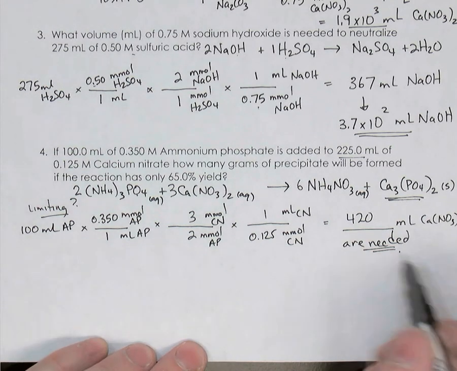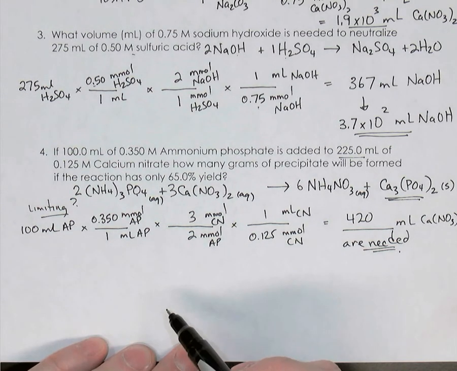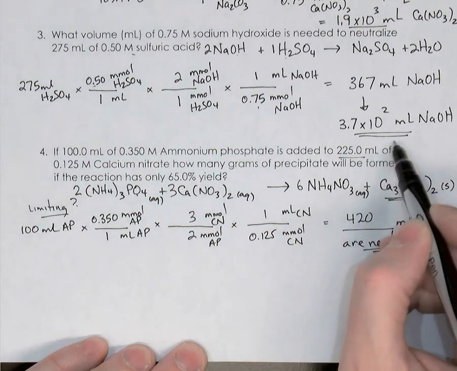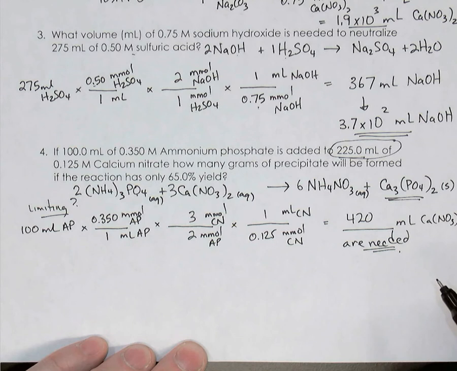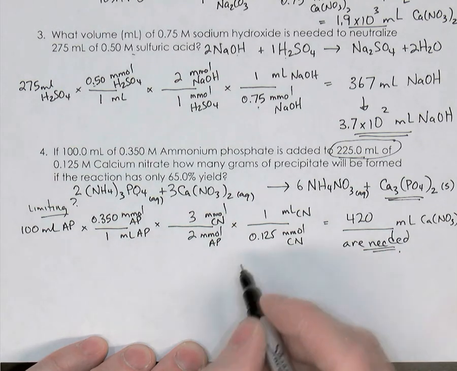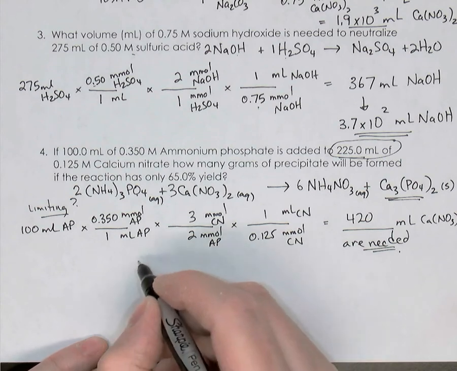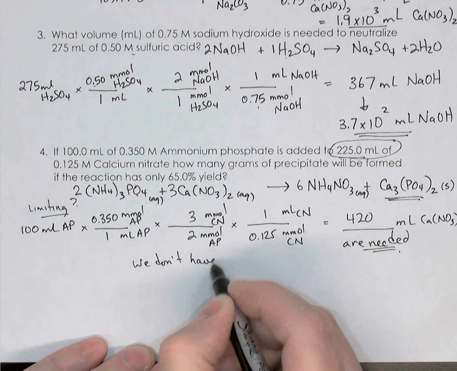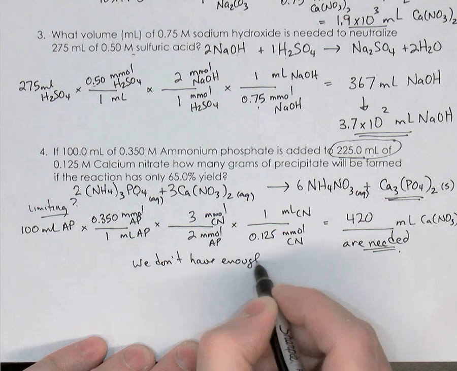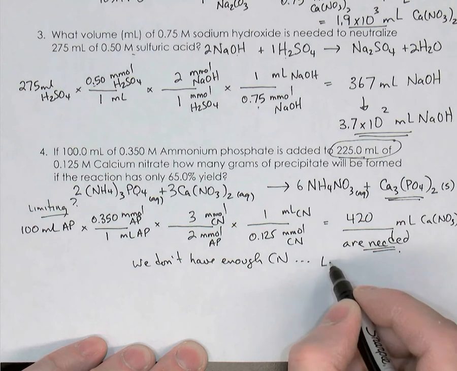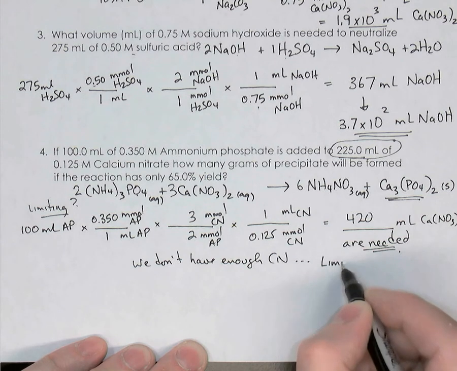of the ammonium phosphate. Now, how much calcium nitrate did we have? Well, we had only 225 milliliters, but we need 420. So since we don't have enough, the calcium nitrate is going to get used up. So it's going to be the limiting reagent.